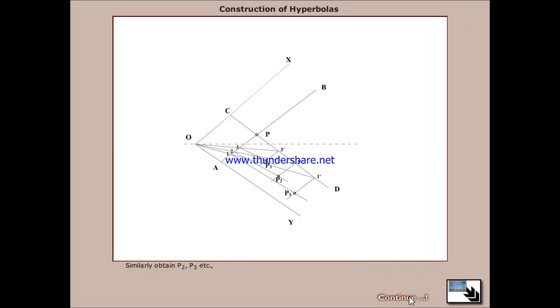Similarly, obtain P1, P2, P3, etc. Join P1, P2, P3 and P by a smooth curve. Now draw a number of radial lines from O to cut PB at 4 dash, 5 dash, etc. and PC at 4, 5 and so on.